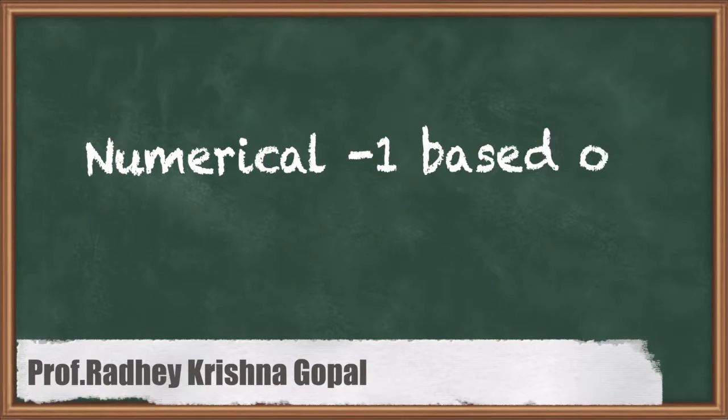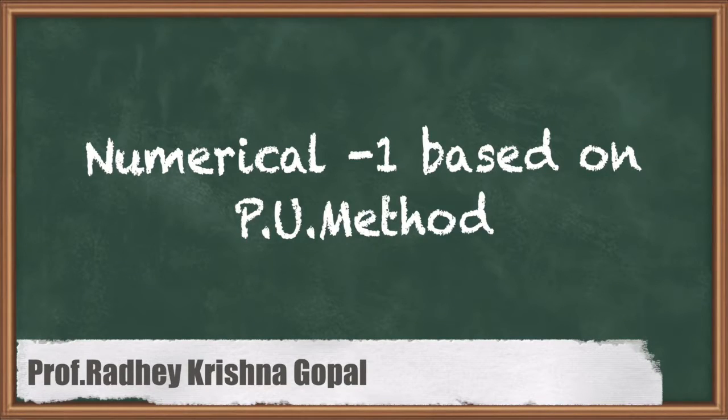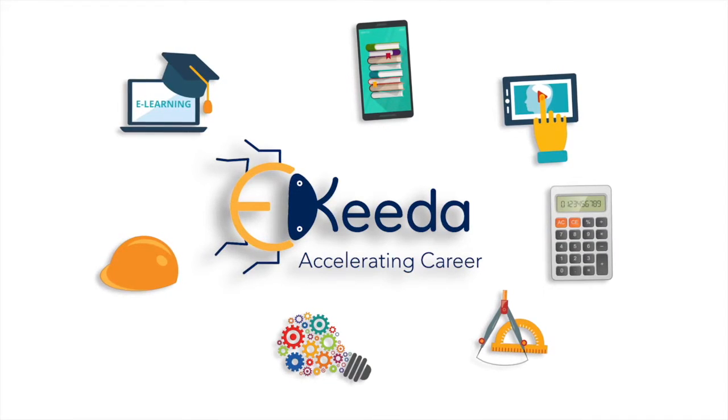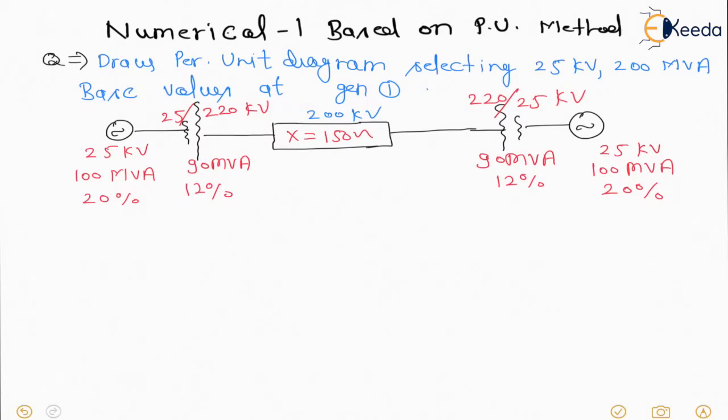Hello friends, now we are going to solve numerical number 1 based on the per unit method. Here's the given question: draw the per unit diagram selecting 25 kV, 200 MVA base values at generator 1.